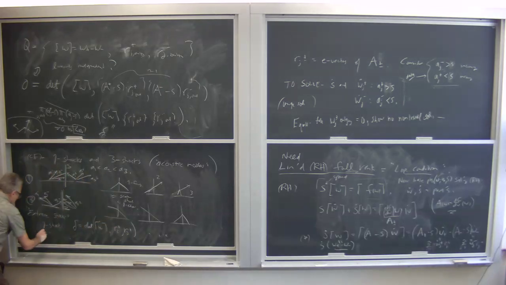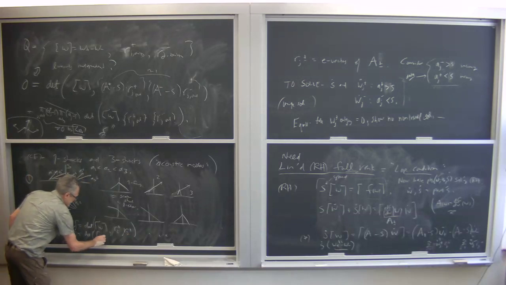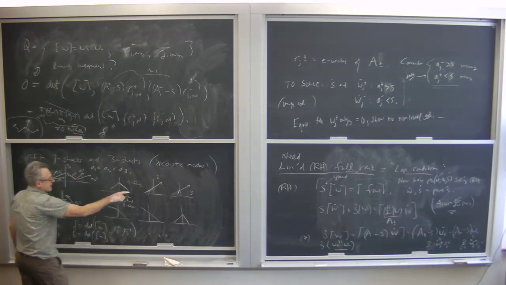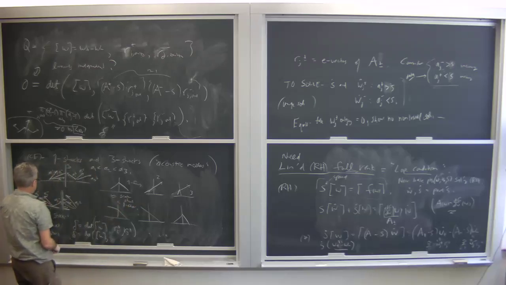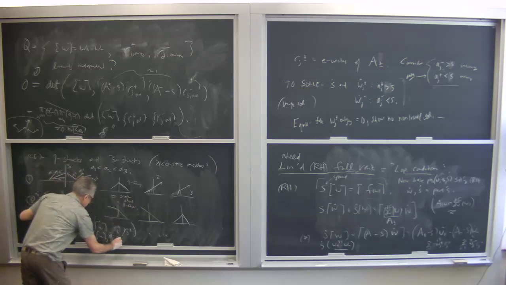And for a three shock, delta would be the determinant of, again, the jump in W, but now all the outgoing modes for the three shock, which would be R1 minus and R2 minus.